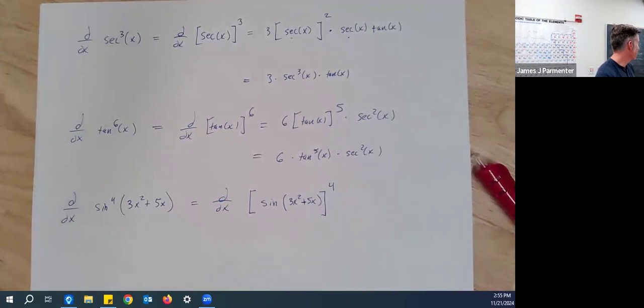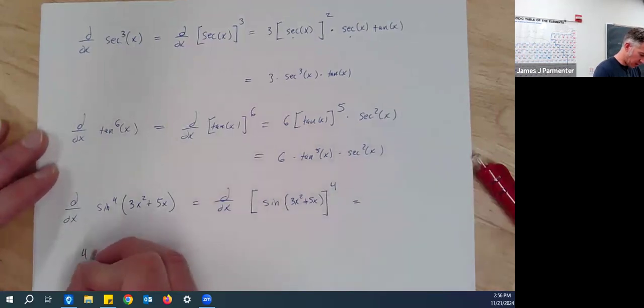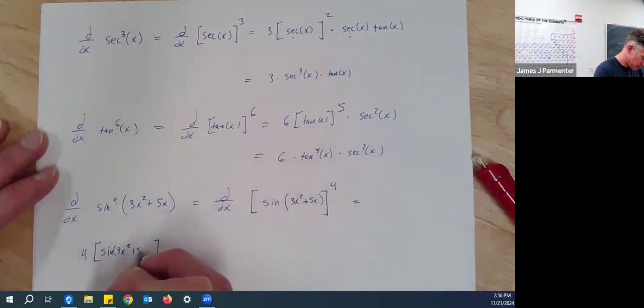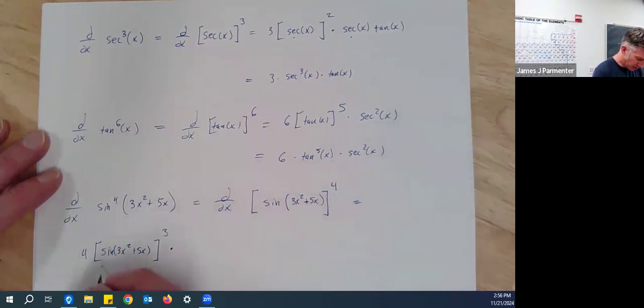All right. You're rewriting the derivative of sine to the 4th of (3x squared + 5x) as the derivative of sine of (3x squared + 5x) all raised to the 4th power. So I'm seeing this as, oh, I've got some stuff to the 4th. And as is usual, my derivative is going to be 4 times my stuff. We leave the stuff alone. We don't change it yet. Raised to the 3rd power, but then we have to multiply by the derivative of all that stuff.